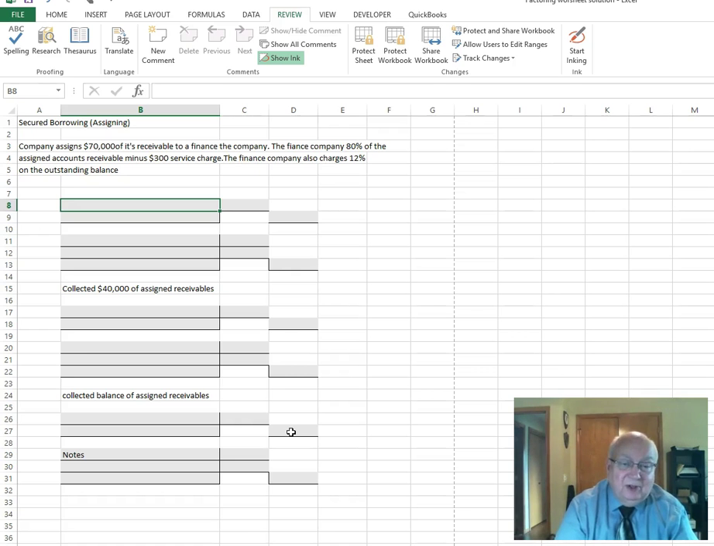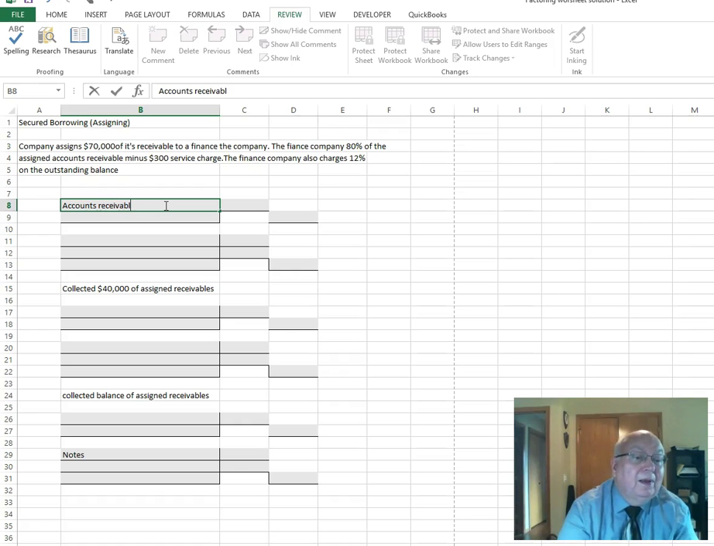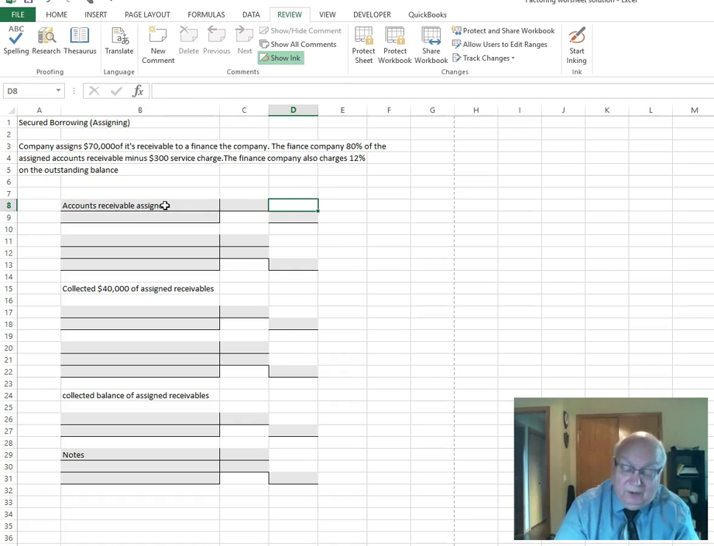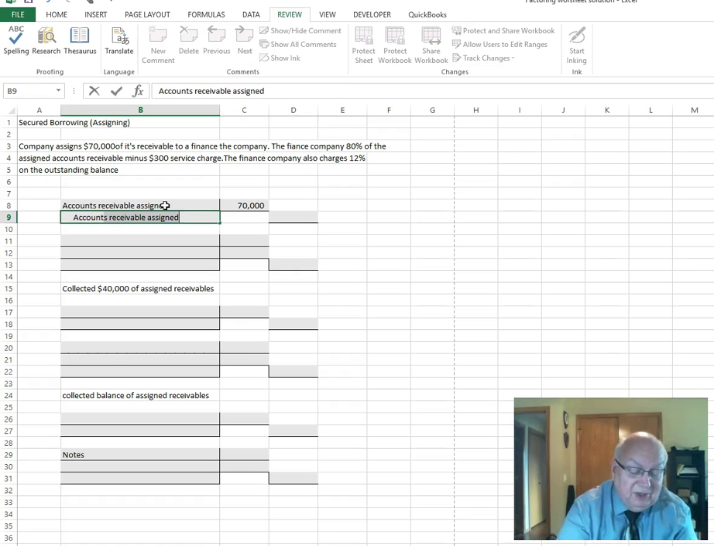The finance company also charges 12% on the outstanding balance, and we'll get this collected in 2 months, so it's not too bad. First thing we want to do is take the receivables out of the general receivables and put them into the assigned receivables. So we have accounts receivable assigned, and that will be for the $70,000. And then we'll want to take them out of the general accounts receivable, and that's also $70,000.